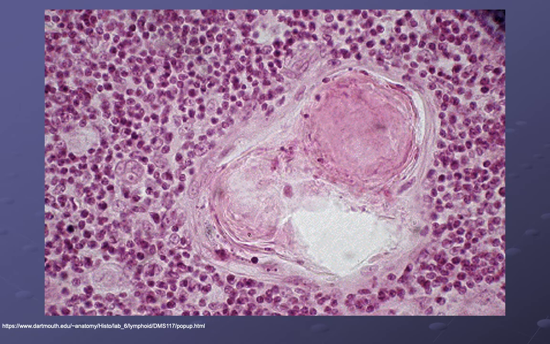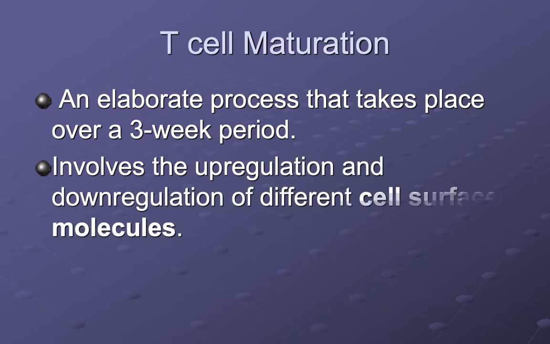All right. So now that we have appreciated how T cells are distributed along with other immune cells in the different regions of the thymus, we're now prepared to take a look at the process of T cell maturation. T cell maturation involves the production of several types of cell surface molecules within a 3-week period. So the length of the whole maturation process is actually 3 weeks, and it involves the production or regulation of the expression of cell surface molecules.